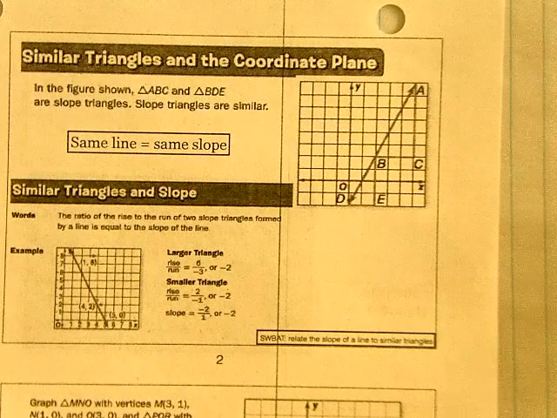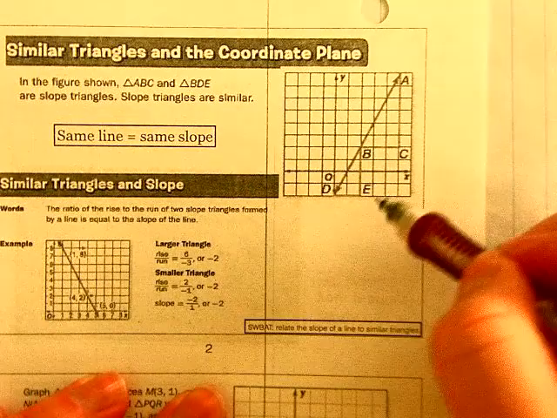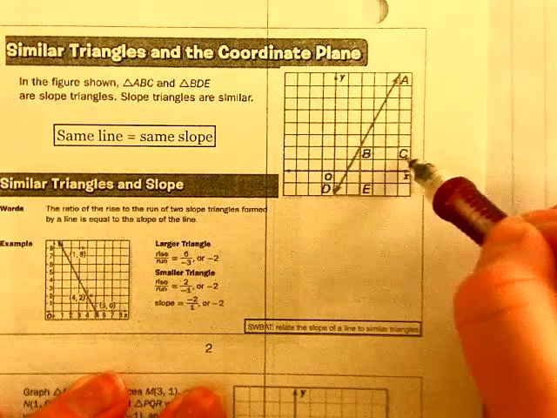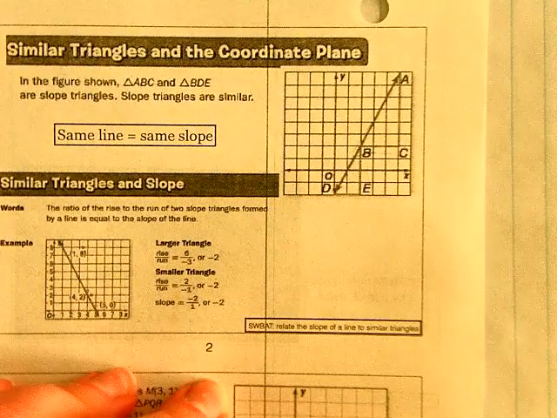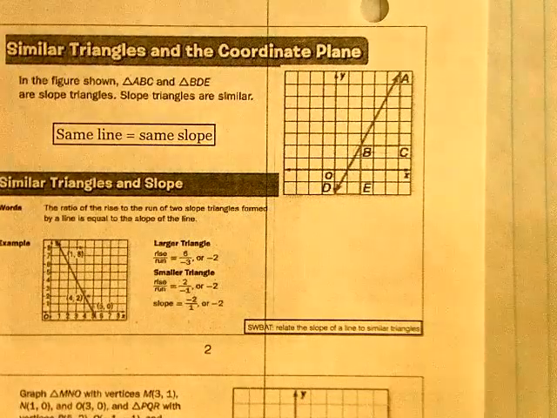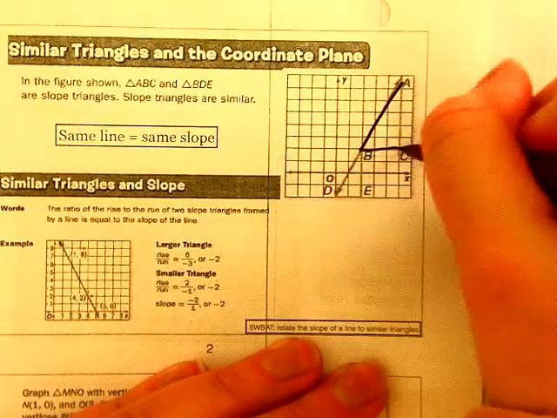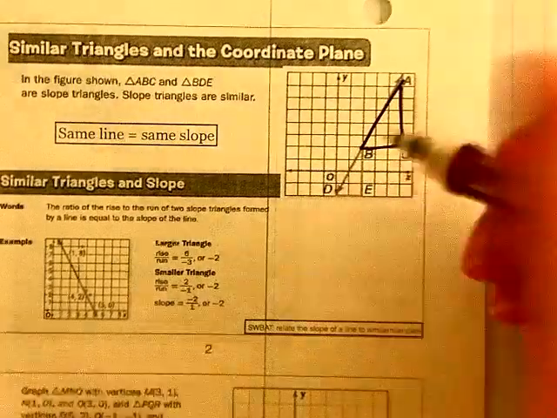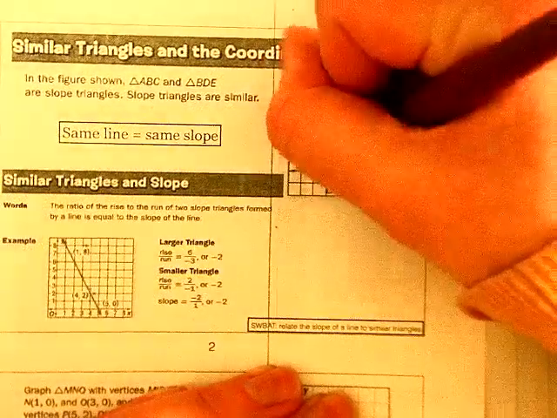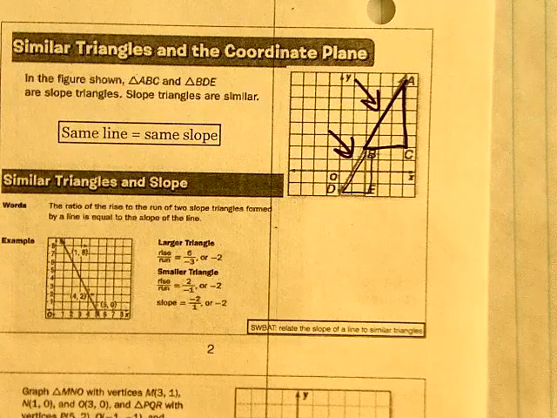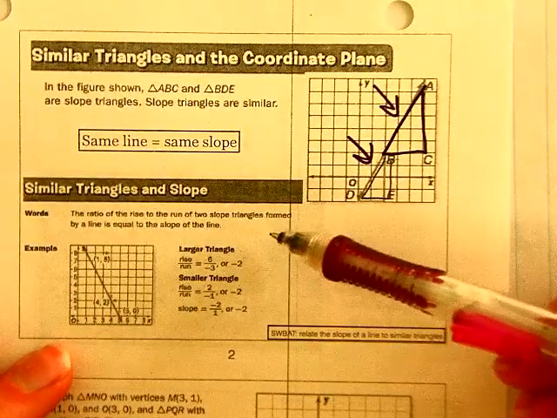Similar triangles in the coordinate plane. In the figure, triangle ABC and BDE are slope triangles. So they have the same hypotenuse, basically, is what that's saying. These two, ABC and BDE, share the same hypotenuse, and since they share the same hypotenuse, they're automatically going to be similar. Which they would check those here.